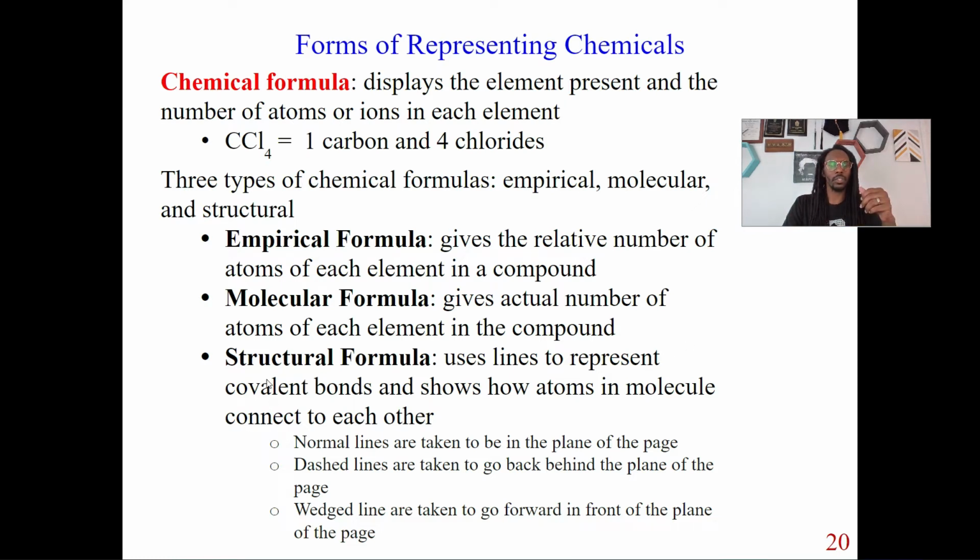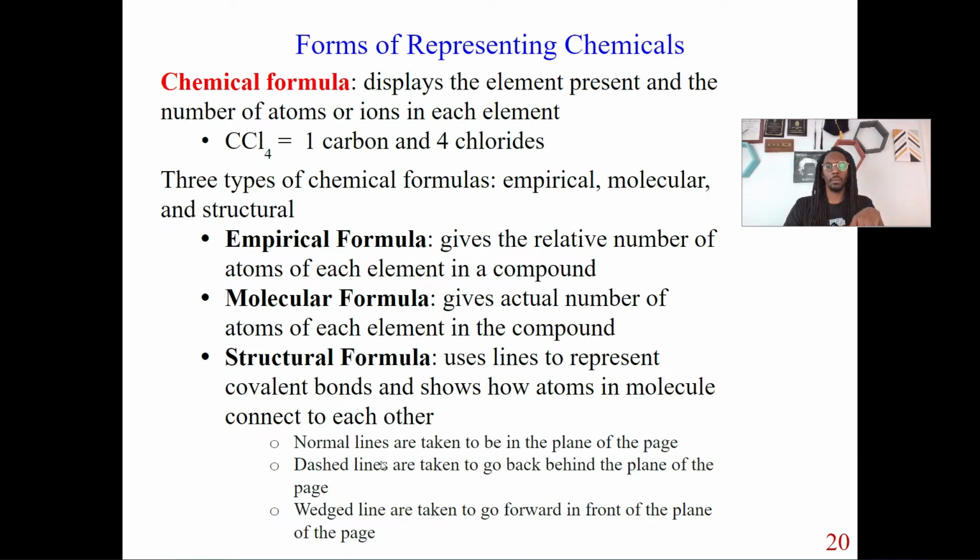Now the structural formula is going to tell me how this compound is arranged. We're able to use lines to represent our bonds. So this is going to show us how many atoms are in our molecule together, as well as, because we know the structure, how those things are connected. I'll give you some examples later on as we go throughout this semester. But for now, understand that these are the different things that we can see with this type of formula.